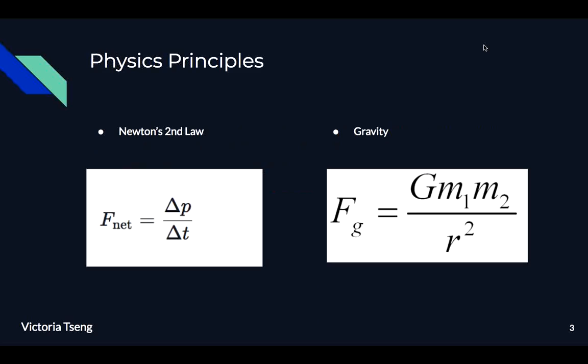The principles used in this lab are Newton's second law, which states that the net force can be calculated from delta P divided by delta T, and the gravity formula, which states that the force of gravity can be calculated by multiplying the gravitational constant by the mass of two objects and dividing all of that by the radius squared.